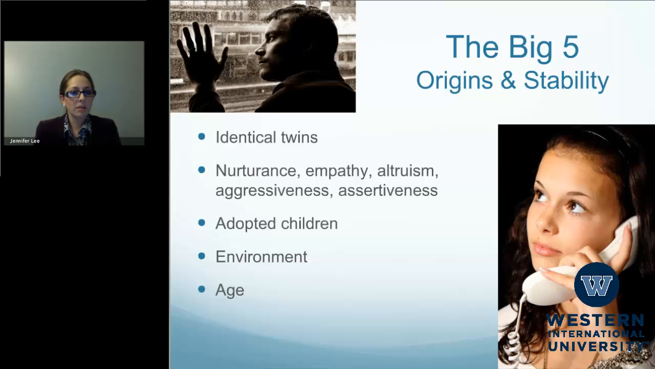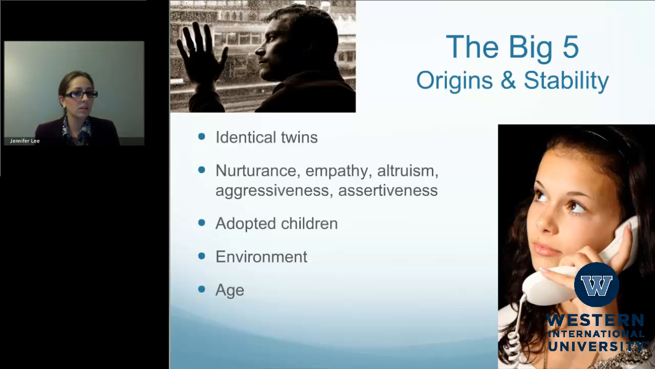Well, the Big 5 are big because these are really reliable categories or traits that are relatively stable over time. One of the big questions that all behavioral scientists ask is about heredity and environment, so the nature-nurture debate. Regarding heredity, we know that IQ scores of identical twins are strongly correlated. Identical twins are also similar regarding several personality factors. Regardless of whether twins are raised in the same or different environments, they tend to share their factors on the Big 5. Nurturance, empathy, altruism, aggressiveness, and assertiveness are also substantially influenced by heredity, in addition to the traits of the Big 5.